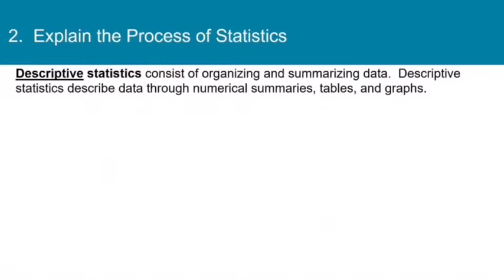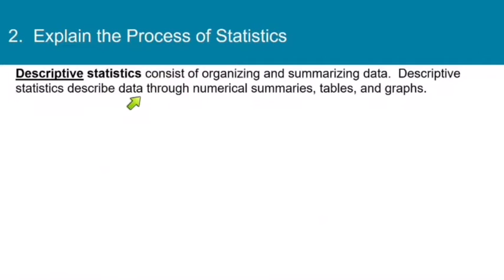Now a few more definitions. First of all, we have really 2 branches of statistics. We have descriptive statistics, and we also have inferential statistics. Descriptive statistics consists of organizing and summarizing data.